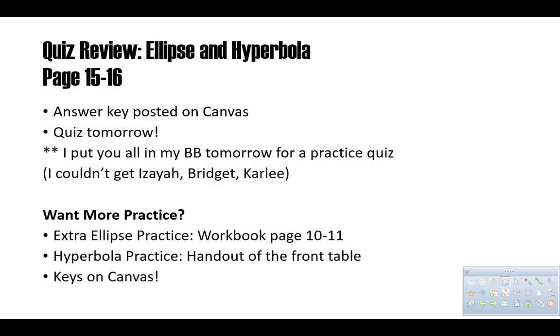Some of you on the last quiz said, do you have any more practice? So if you want additional practice outside of 15, 16, there is extra ellipse practice on page 10 and 11. And that hyperbola handout that I said yesterday that I was just going to leave in the front of the room, that's there still. The answer key to all of the above is on the backboard. You let me know if you have questions. Otherwise, the rest of the class is yours to do with it what you will. Quiz tomorrow. Questions?